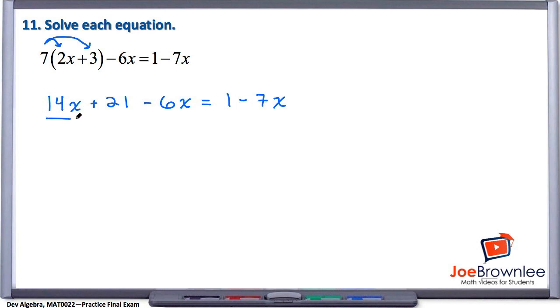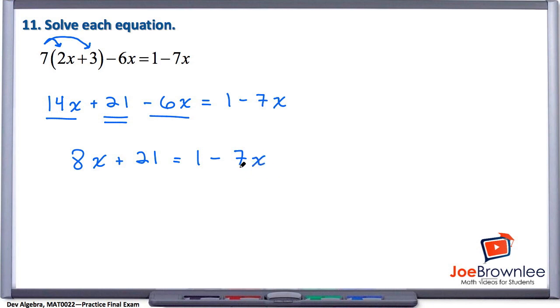But here on the left-hand side, we see that we have two x terms that we can combine, and then this constant's all by itself. So 14x minus 6x, well, that's going to give us 8x, isn't it? So we have 8x plus 21 equals 1 minus 7x.